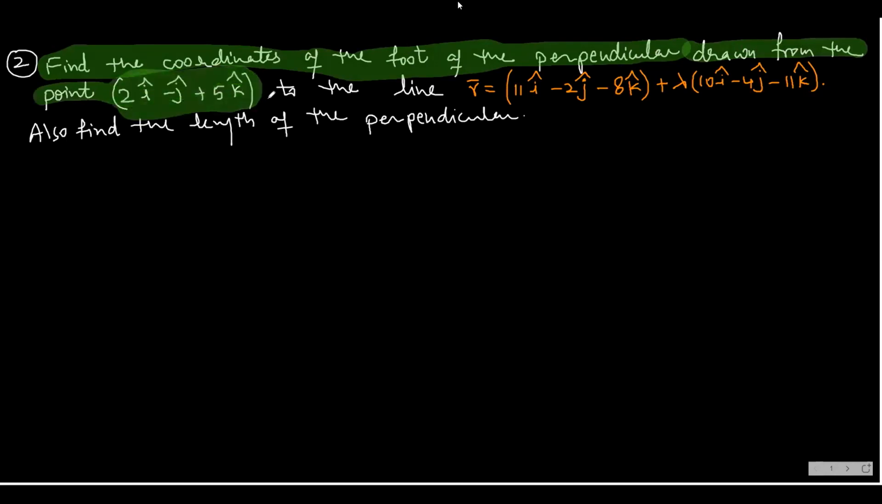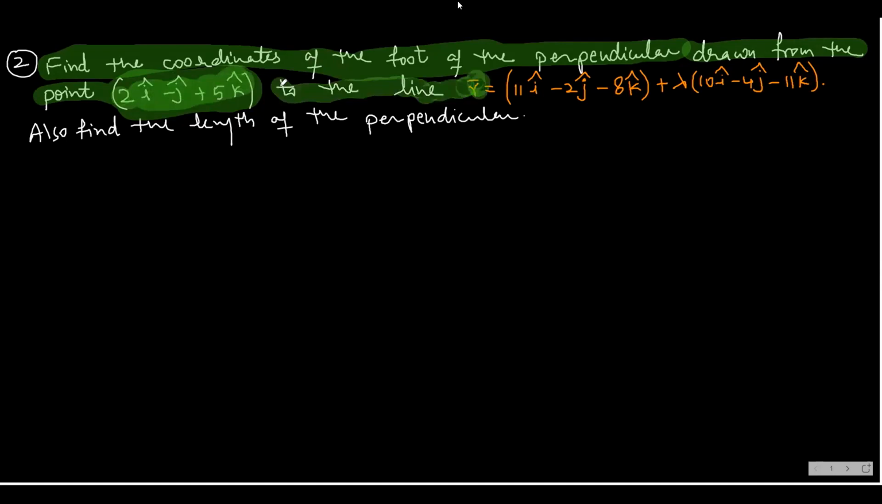Now what does this mean? There is some point in space, and instead of giving the coordinates of that point, what they are giving is the position vector of that point. They are giving us the position vector 2 i cap minus j cap plus 5 k cap. You remember that point P from where we had drawn the perpendicular on the line, and that foot of the perpendicular was M. So this is the point from where you are drawing the perpendicular to the line.